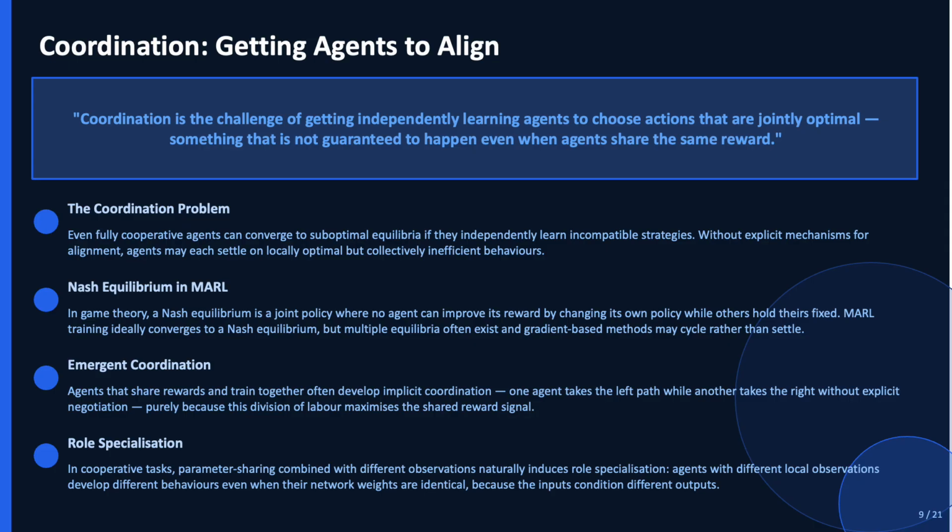The concept of a Nash equilibrium from game theory describes the stable points of this process: a joint policy where no individual agent can improve its own reward by changing its own action while others keep theirs fixed. The problem is that multiple Nash equilibria often exist, some better than others, and independent gradient based learners may settle in a poor one.